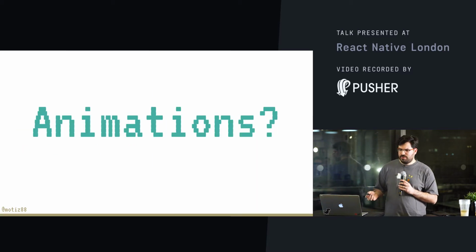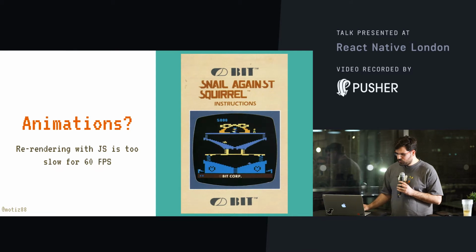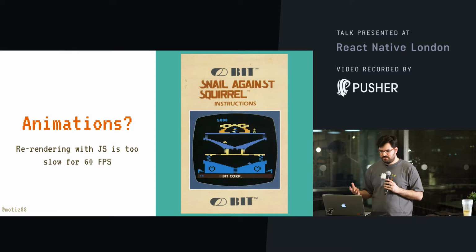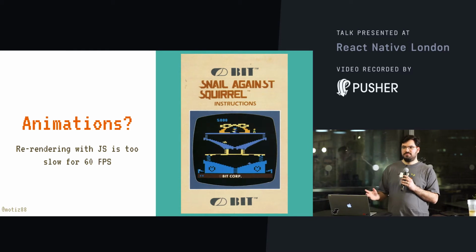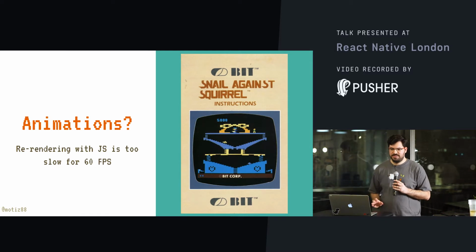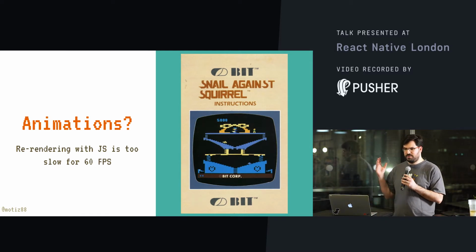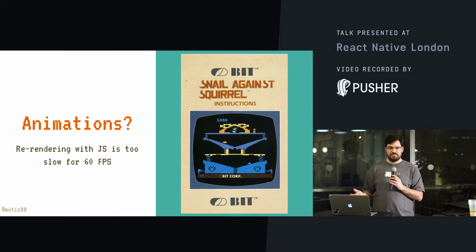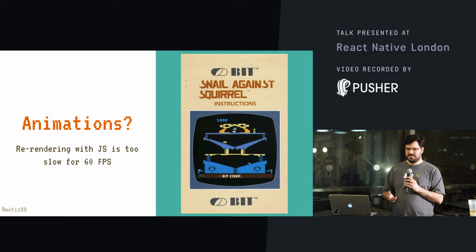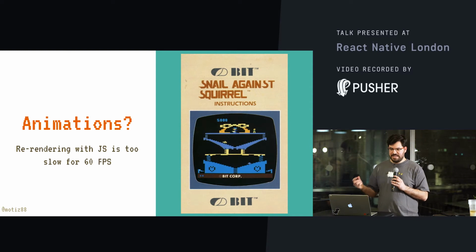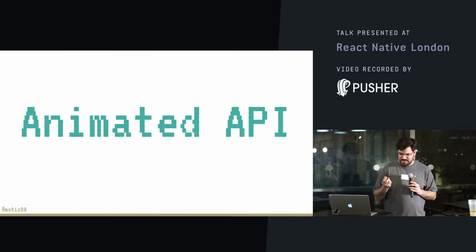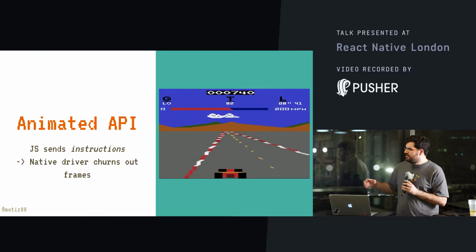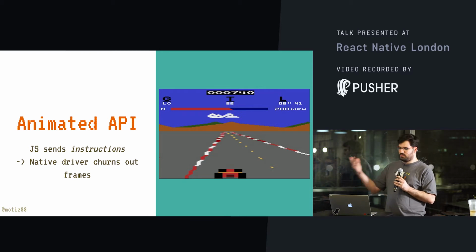Now, how does that really work with animations? So, an unfortunate fact of how React Native works is that the bridge is slow. It's awesome, it enables a lot of things, but it's just slow. If we want to animate at 60 frames per second, or whatever the benchmark is these days, then re-rendering and sending new instructions over the bridge is just too slow. It just does not cut it. Hence, and as most of you are aware, the Animated API was born.